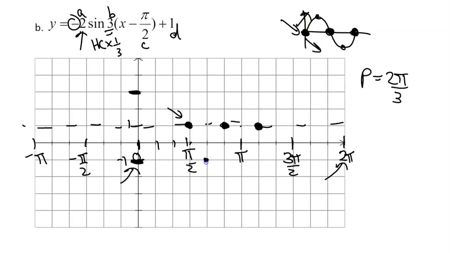And so you would go down to your minimum, and then you would go up to your maximum. So it would look something like that. It's going to be a reflected sine graph, and they're only asking us to graph one period, so that's there, and that should be okay, hopefully.